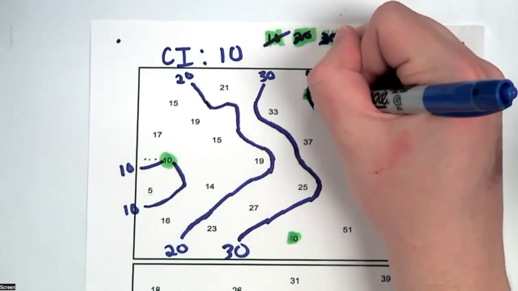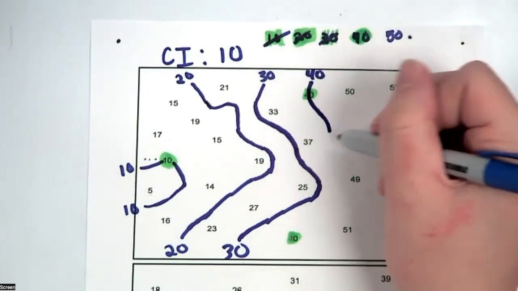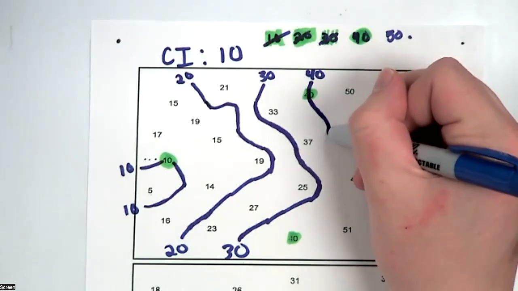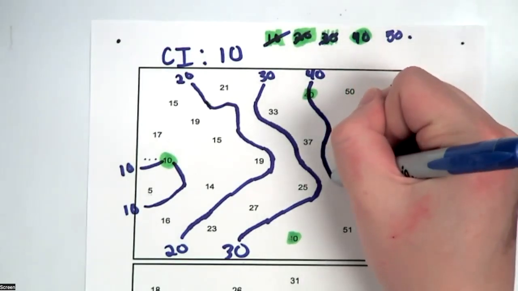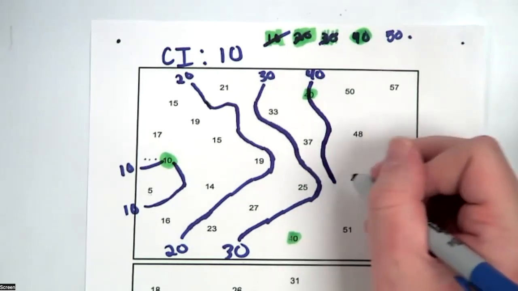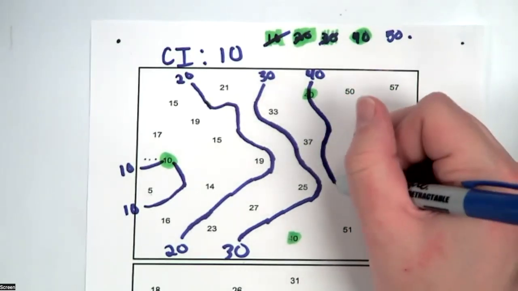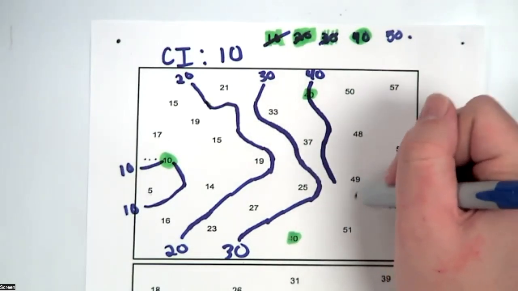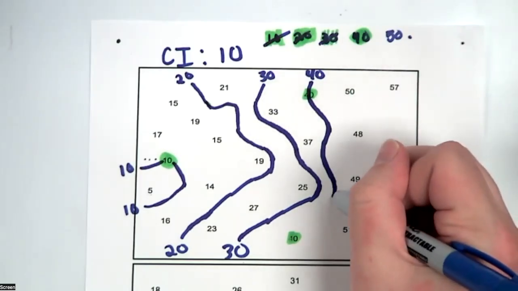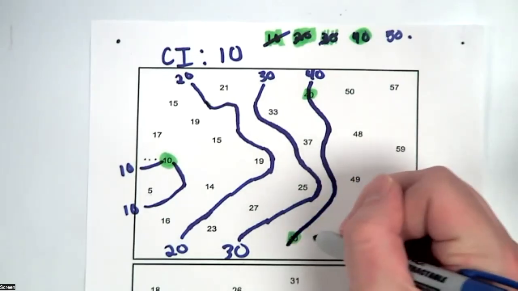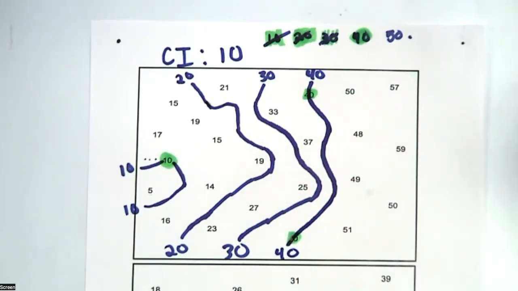I'm going to follow it through now between 37 and 48. 40 is much closer to 37. Same over here. It's going to get in the middle of 30 and 49 though. Down here, I can't go between 49 and 51. So I'm going to hook around to the left. It's going to pass right through that 40 and I'm going to label it.